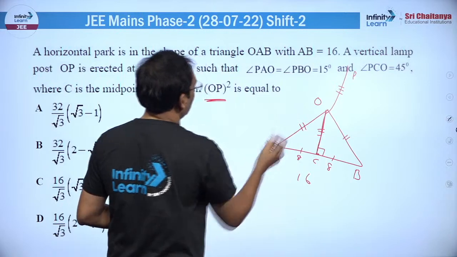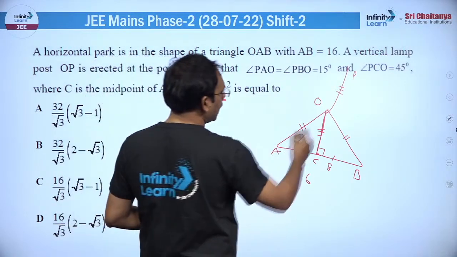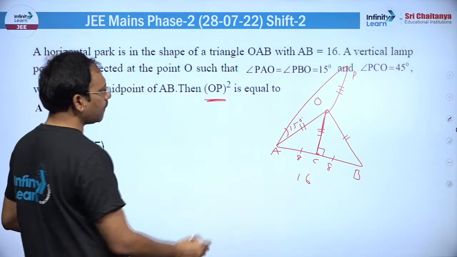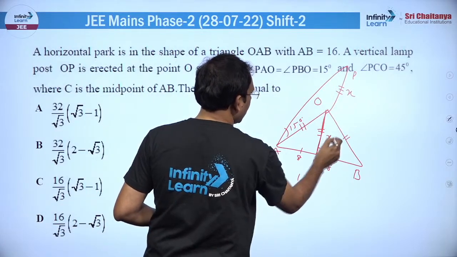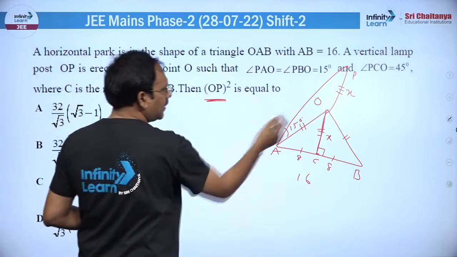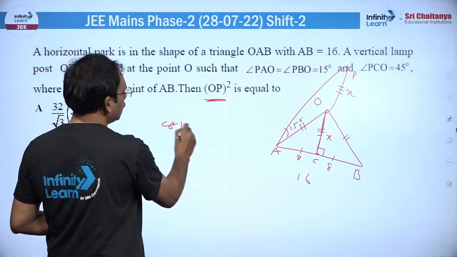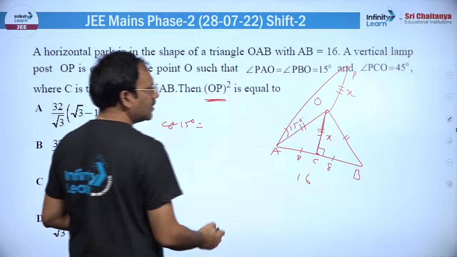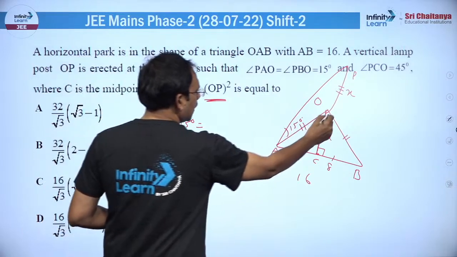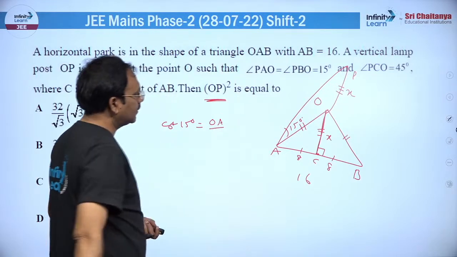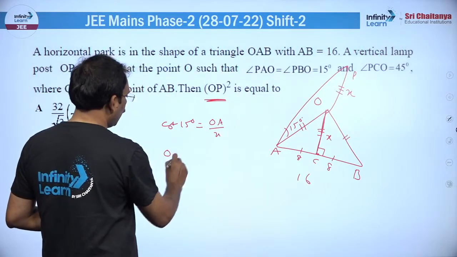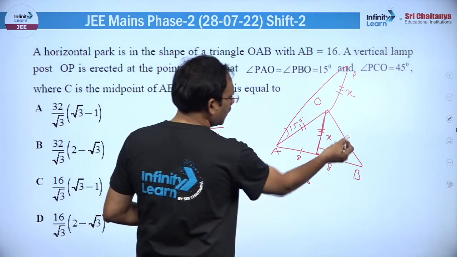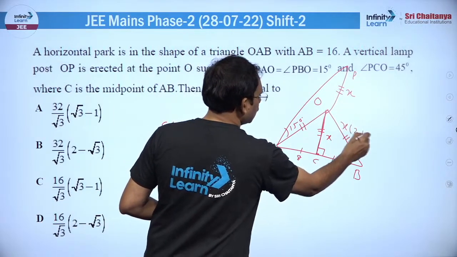I want CO square, fine, and he has given this angle to be 15 degrees, my dear friends. So if OP is x, this is also x, and you can take this as 90 degrees. So cot 15 degrees you just take. So the adjacent side, I can say OA by the opposite side x. So OA is going to be x into cot 15, which is 2 plus root 3, right? We know that OA is equal to x into 2 plus root 3, my dear friends.